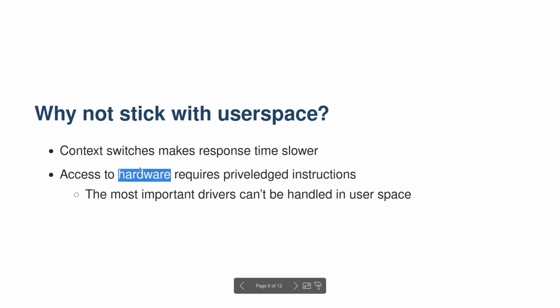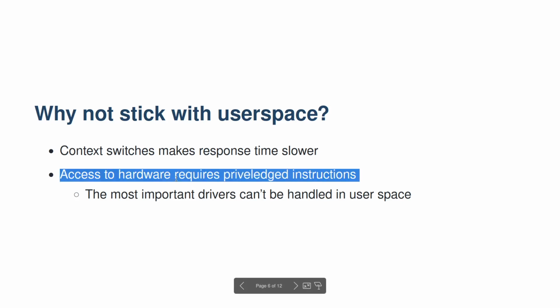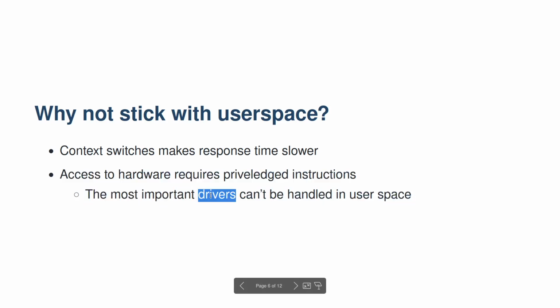And also on some level, right, access to hardware requires privileged instructions, similar to the instructions we talked about, like the read MSR instruction. That's the first example, right? The read MSR. There are other privileged instructions, right, that we require to be in ring 0. And so on some level, the most important drivers simply can't be handled in user space because, by definition, user space code is not running in that sort of privileged mode.